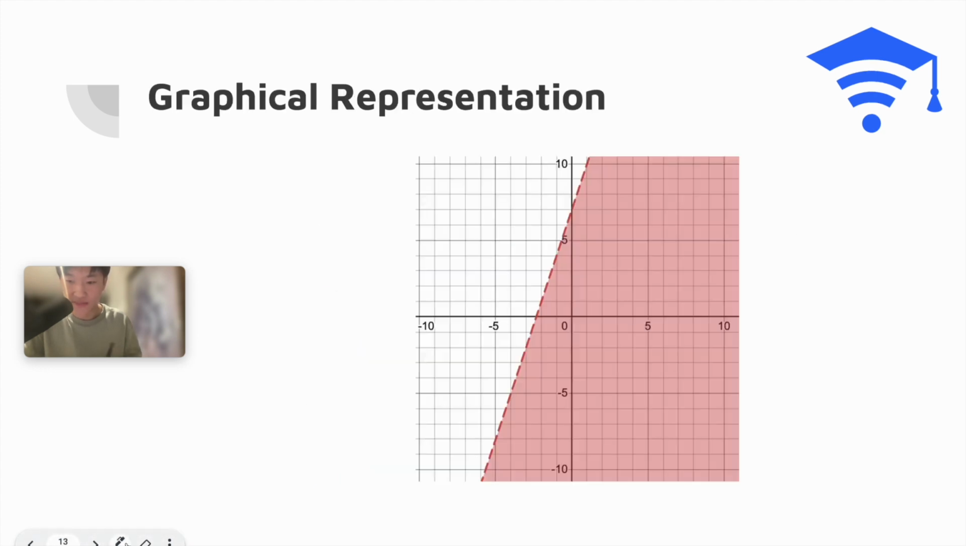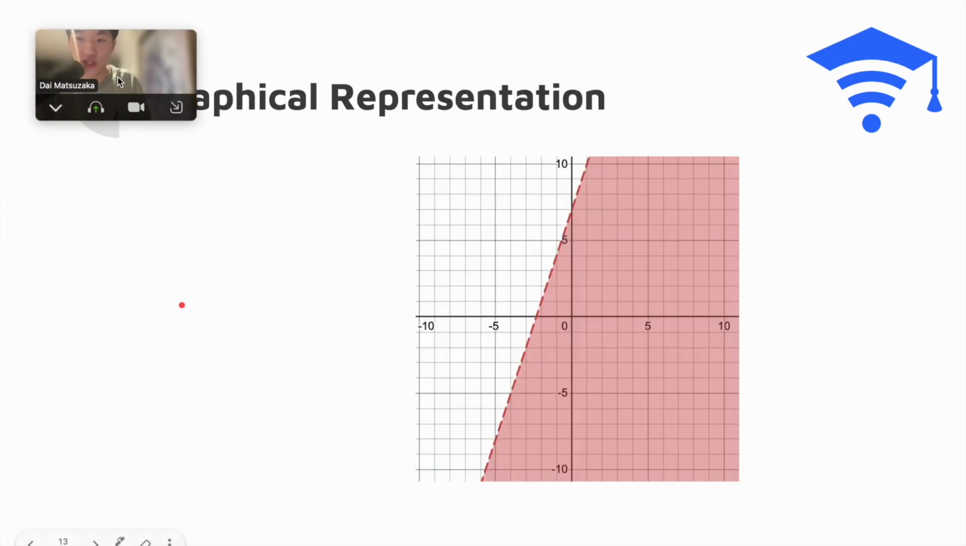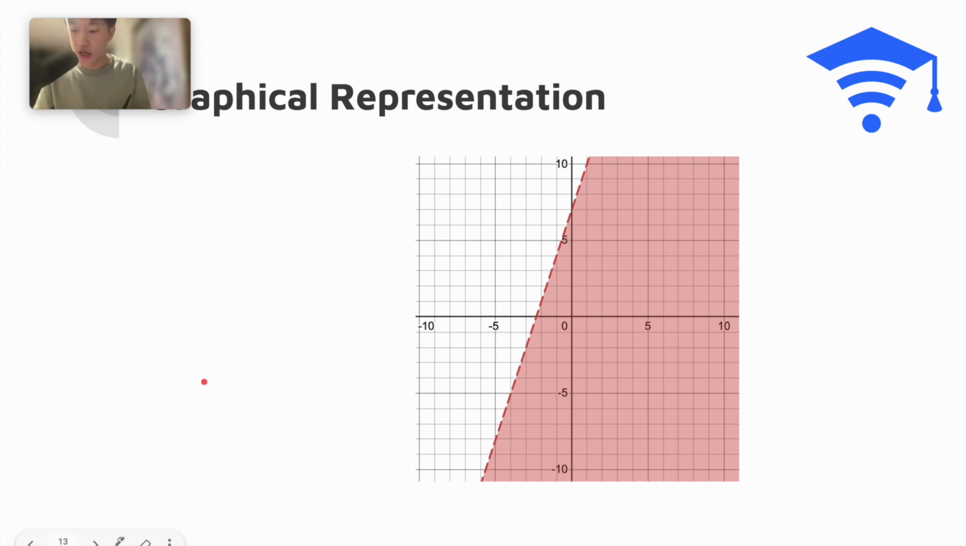All right. Now we have a graphical representation. There are not a lot of SAT problems that will ask about linear inequalities, but just to know it, this is what a linear inequality would look like. This is the same example from before. So this is y equals 3x plus 7. That's this line, the dotted line here.